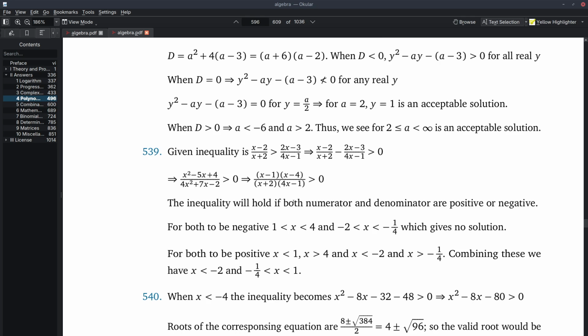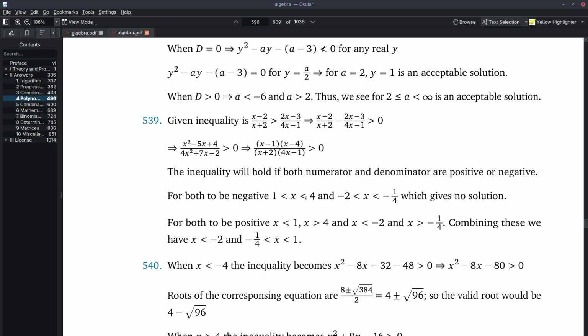This inequality will hold if numerator and denominator are both positive or both negative. For both to be negative, we have the condition 1 less than x less than 4 and minus 2 less than x less than minus 1 by 4, which will give us no solution. Because in this case, x should be less than minus 1 by 4 and minus 2. So there is no common range for the two conditions. If you plot it on a number axis, you will find no common x which satisfies both.